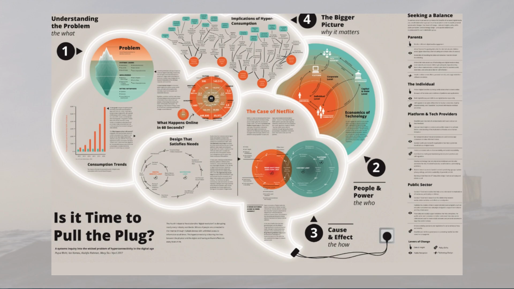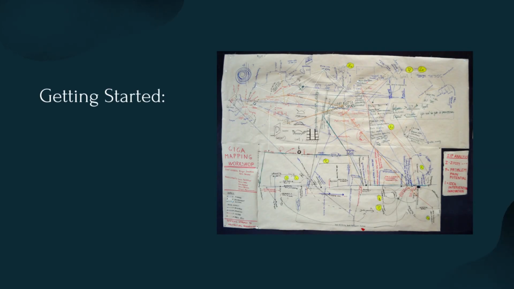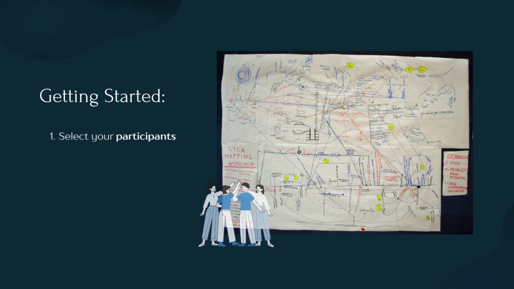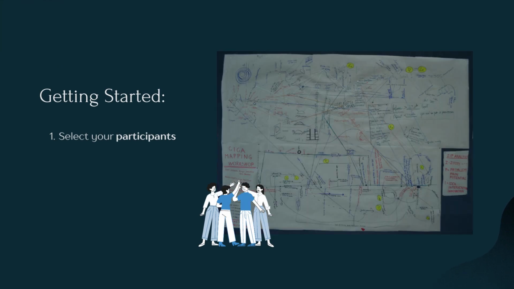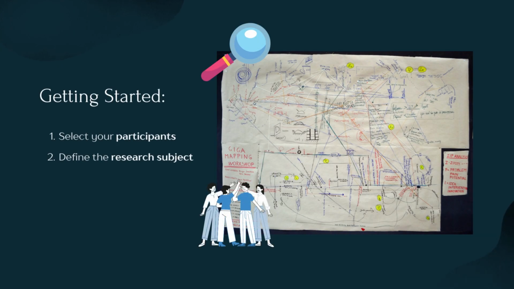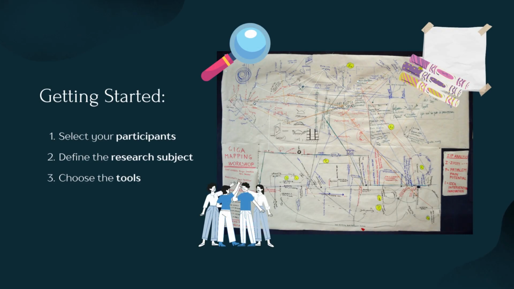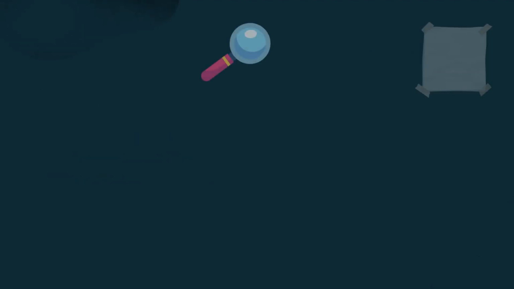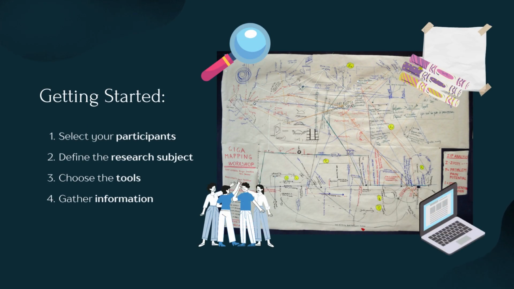How to do it? Well, in order to do gigamapping, you start with selecting the participants and the research subject. After that, you will determine the tools you're going to use. These tools can be drawings, user journeys, text, or graphs. After that, you start your investigation and make relations between parts of your map. Finally, you work on your design and you scrutinize your map.